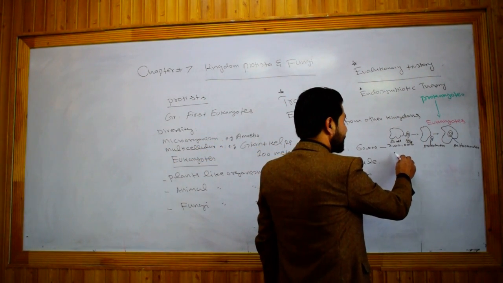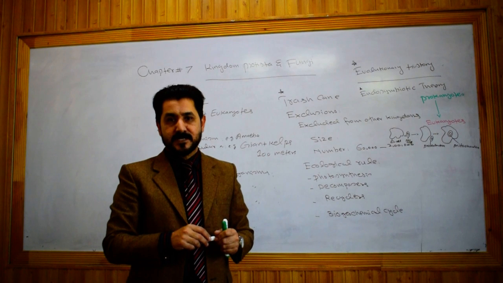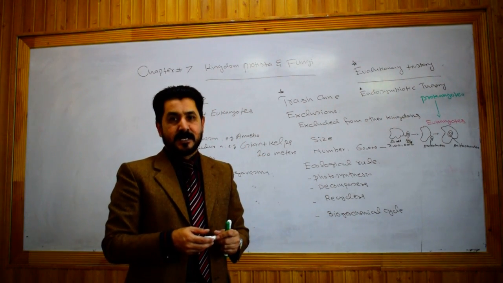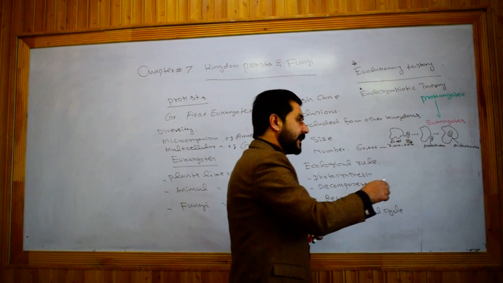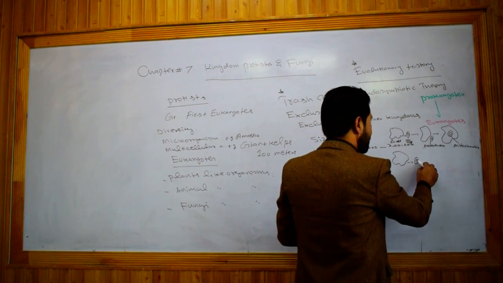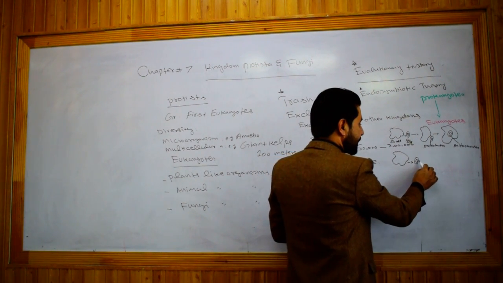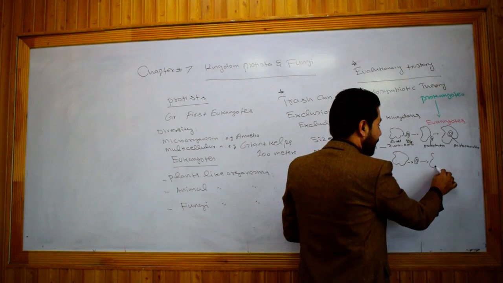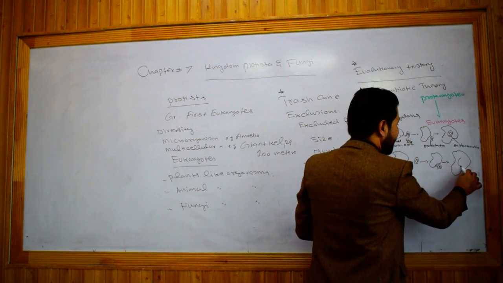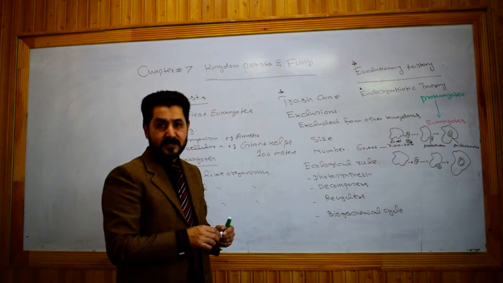Another example according to the endosymbiotic theory: earlier eukaryotic cells had no plastid, no chloroplast in them. How did this plastid or chloroplast originate in the eukaryotic cell? So again we will give the example, that is a eukaryotic cell when it ingests a prokaryotic cell. This is the eukaryotic cell and this is the prokaryotic cell. When a eukaryotic cell engulfs a prokaryotic cell, instead of digesting it, this becomes a part of this eukaryotic cell, and in this way plastid originated.